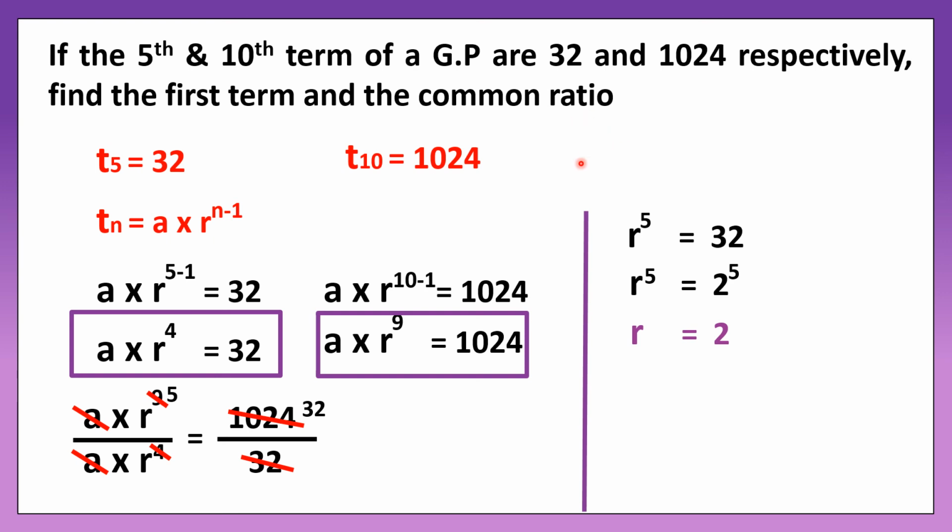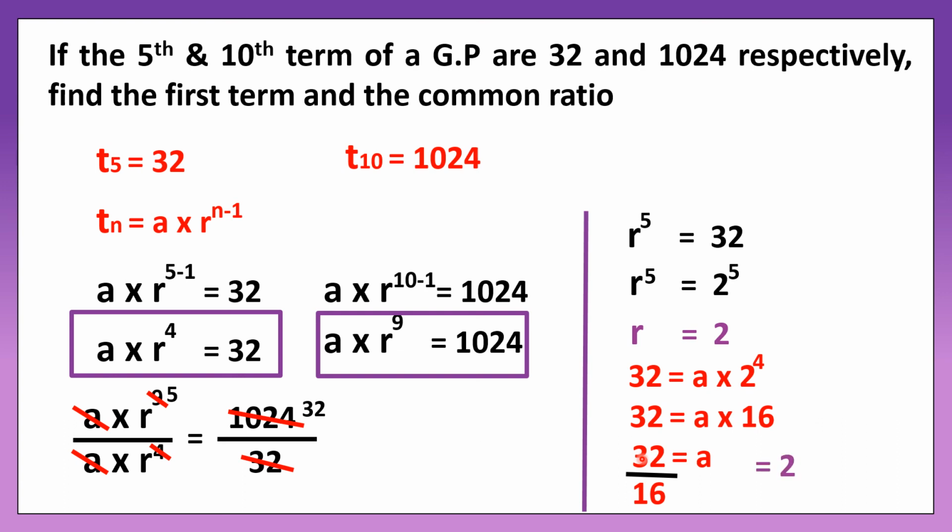Now we have to find the first term by applying in the formula. So 32 is equal to A into R raised to 4. Any one of the formulas we can take; since this is having smaller values, we can consider this formula. 32 is equal to A into R raised to 4. Since R is 2, we can write it as 32 is equal to A into 2 raised to 4. Now 32 is equal to A into 16. 2 raised to 4 is 16. Then keeping A as such, we can take 16 to this side and divide it. 32 divided by 16 is equal to A. And that will give us the value of A, which is 2. So for this question, the first term is 2 and the common ratio R is also 2.